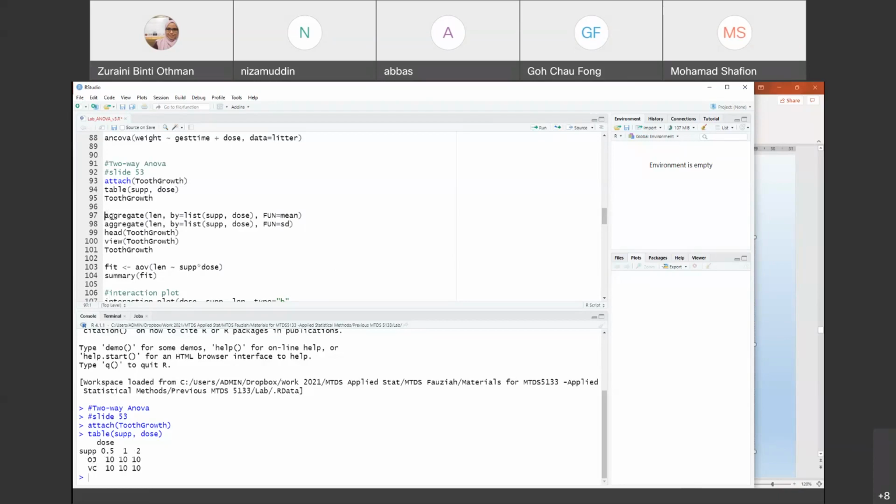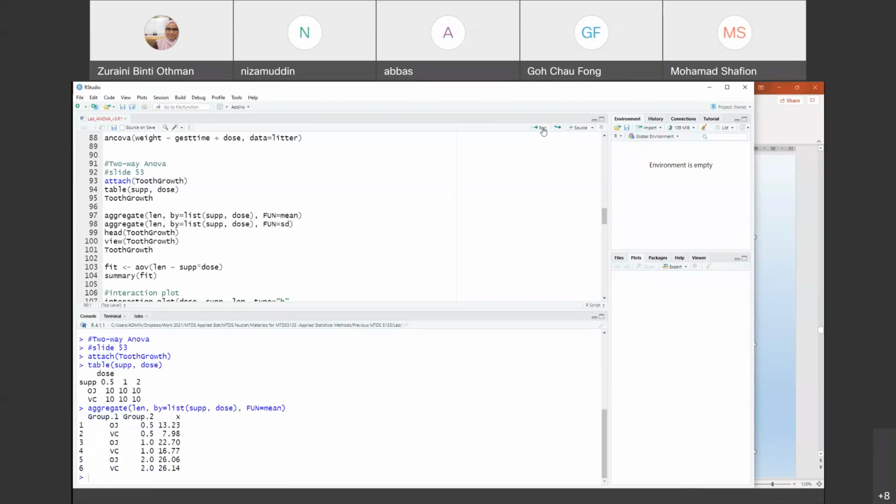Now this is aggregate. We can see the summary of the supplement and dose in terms of the mean. Then we use the function aggregate. For this you can see that this is the mean. Then we run. Another one is the standard deviation.